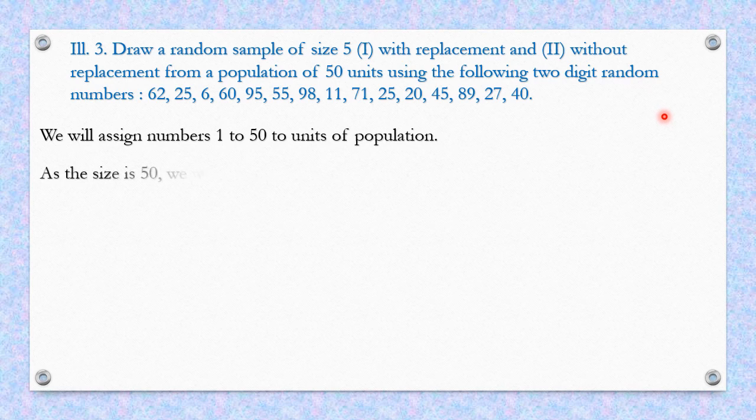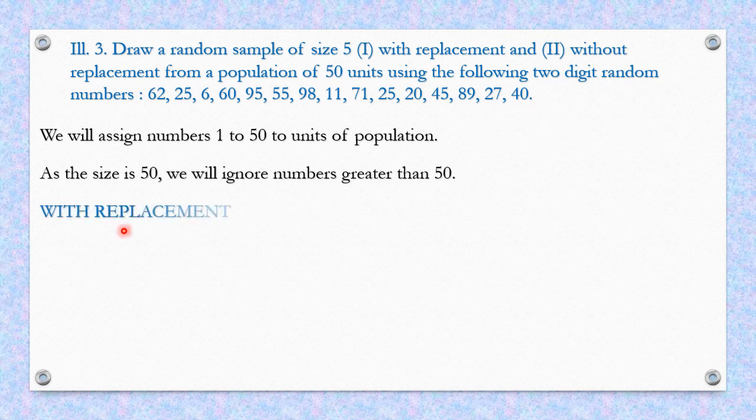Now the thing here is that the size is 50, so I will ignore any number greater than 50. So 62, 60, 95, 98, 71, 89, etc. will be ignored. I will only take numbers which are less than 50. First, I need to calculate with replacement.